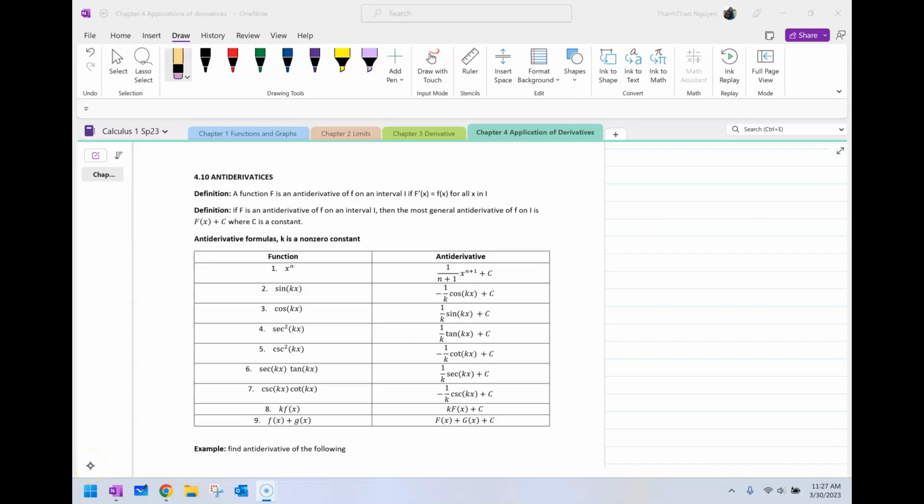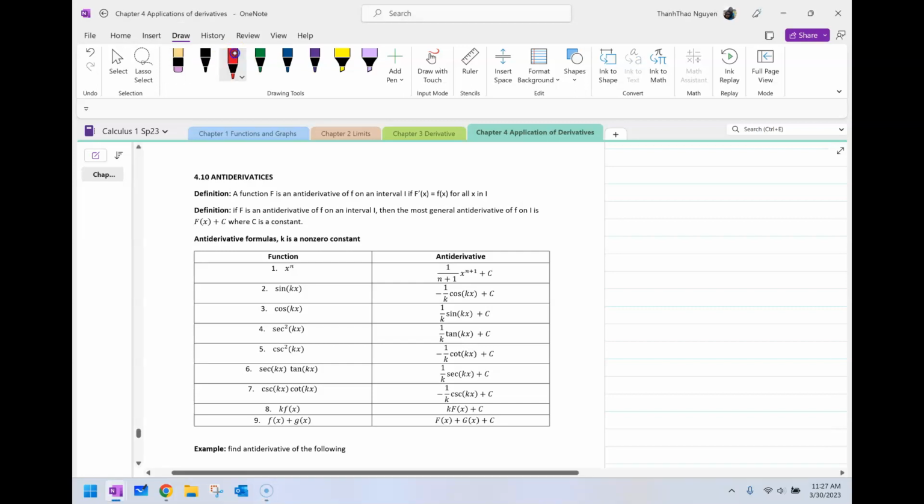A function capital F is an antiderivative of f on an interval I if F prime of x equals f of x for all x in I. If F is an antiderivative of f on the interval I, then the most general antiderivative of f on I is capital F of x plus c, where c is a constant. So how do you find the antiderivative?